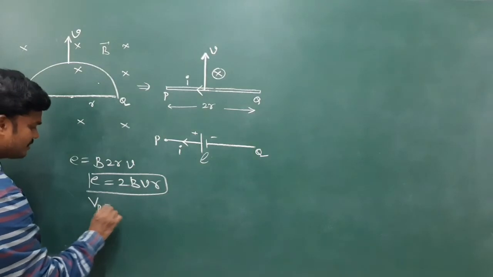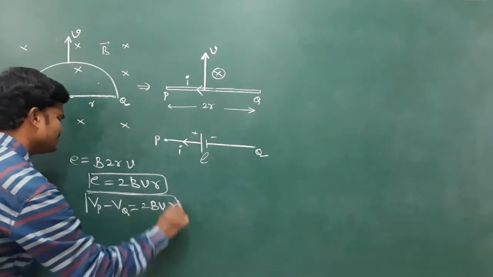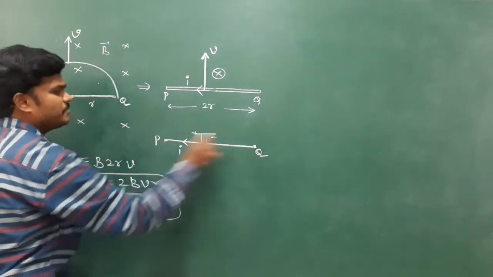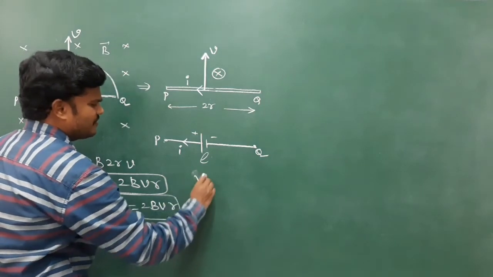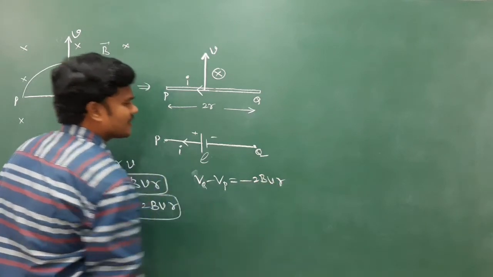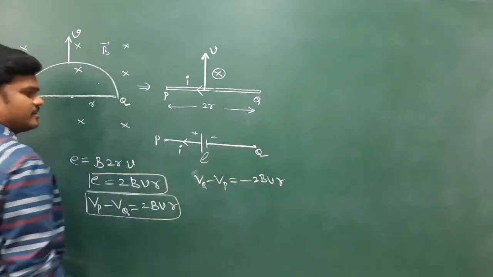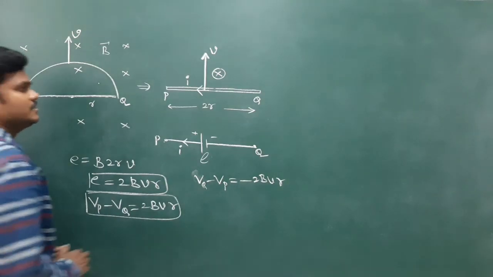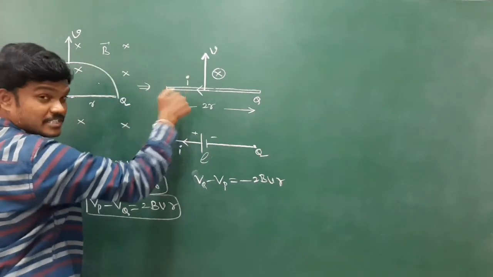So we can replace it like this: Vp minus Vq, which is equivalent to 2BVR, because Vp is the highest potential. This is at positive potential, this is at negative potential. Vp minus Vq is 2BVR. Otherwise, Vq minus Vp, we can write as minus 2BVR. So this is at the highest potential. Otherwise, you can write in a reverse manner, and this is equivalent to EMF. And see, the direction of induced current is left side for this diagram.